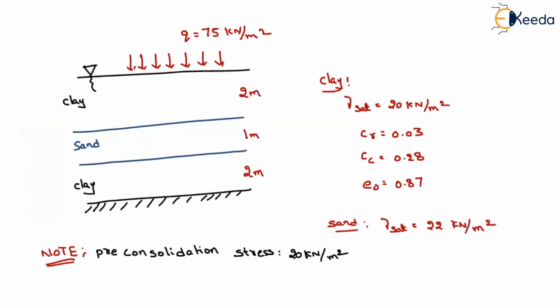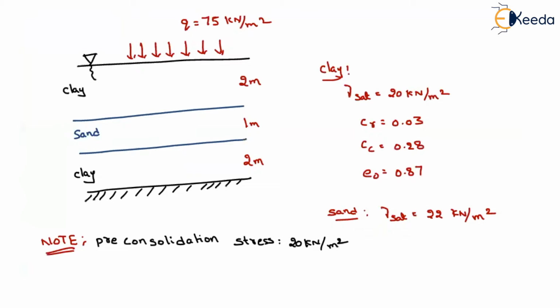So if there are n number of layers, the total settlement is nothing but a summation of the settlement in each clay layer, summation i equals 1 to n. In this case, how many clay layers are there? Two clay layers. So the settlement in the first clay layer plus the settlement in the second clay layer is nothing but the total settlement of this soil composition.